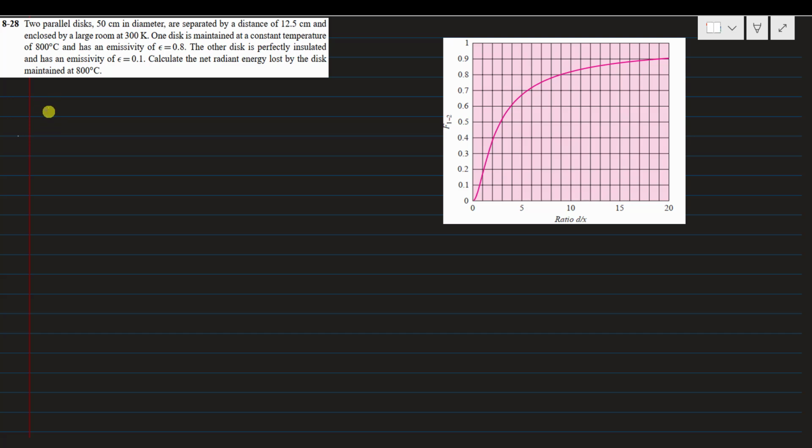Also, the data provided in the statement is the diameter of the disc. So d is the diameter of the disc, that is 50 centimeter. If you convert that into radius, just divide the diameter by 2. So 50 divided by 2, you will get 25 centimeter. Further, just divide this by 100 to convert into meter.